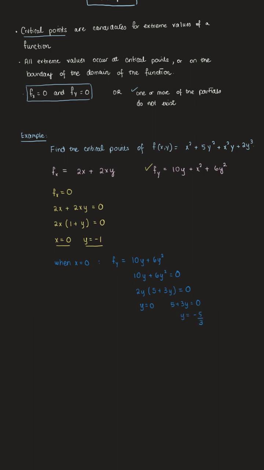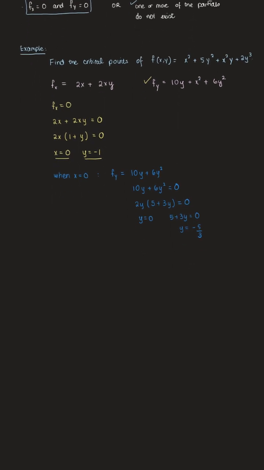So when x is 0, we know now that there are two values of y that make both partials equal to 0. So we have two critical points. x is 0 and y is 0, or x is 0 and y is -5/3. Those two points will make both partials equal to 0. So let's make this point number 1, point number 2.